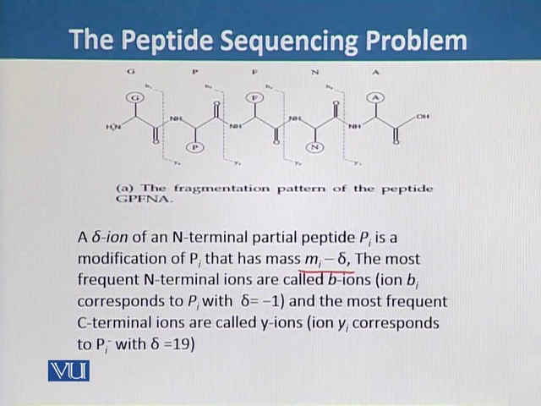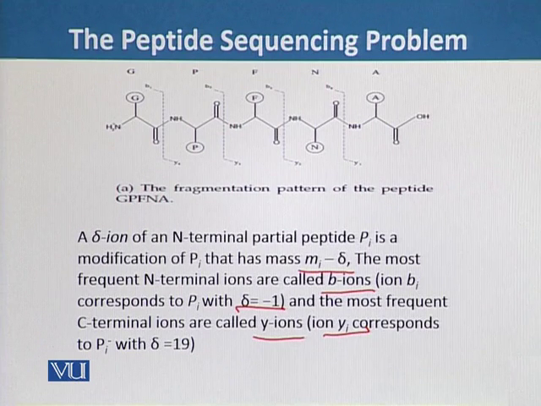The delta ion of C-terminal peptides is defined similarly. The most frequent N-terminal ions are called the B ions, meaning the ions Bi corresponding to the Pi with delta equal to -1. And the most frequent C-terminal ions are called the Y ions. It means that the ions Yi correspond to the Pi with the delta value of 19.